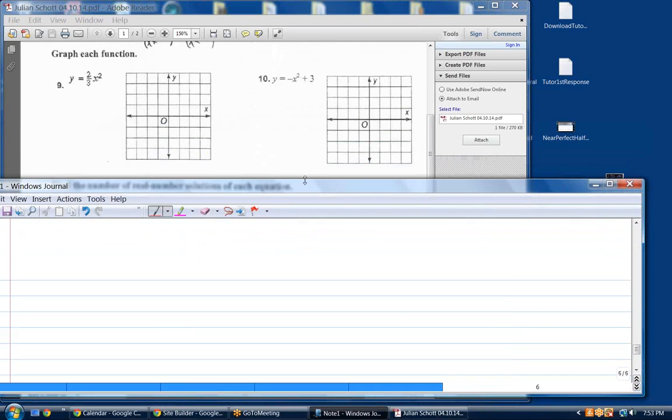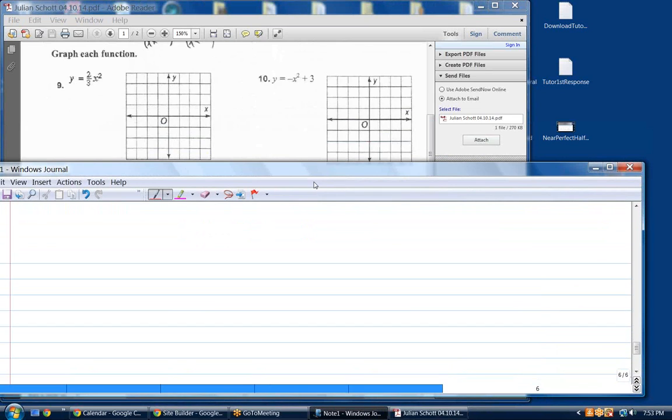Now, have you and I talked about translations of functions? We have, haven't we? Vertical shifts, vertical stretches, horizontal shifts, horizontal stretches, reflections about the x-axis, and reflections about the y-axis. To plot this function, y equals 2/3 x squared, we need to know what the elementary function is and what it looks like. So tell me what the elementary function is.